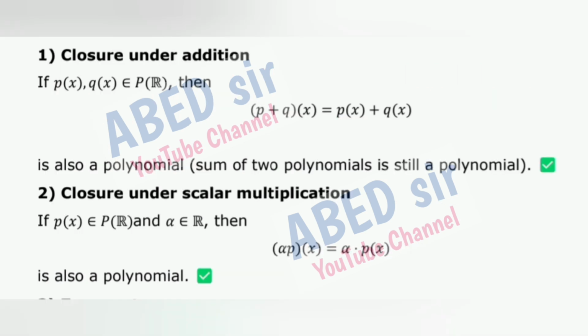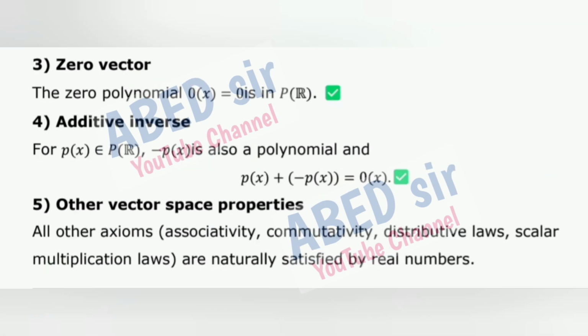1. Closure under addition: p(x) + q(x) is also a polynomial. The sum of two polynomials is still a polynomial. 2. Closure under scalar multiplication: c p(x) is also a polynomial. 3. Zero vector: the zero polynomial 0(x) is equal to 0 is in P(R). 4. Additive inverse: for p(x) in P(R), minus p(x) is also a polynomial.